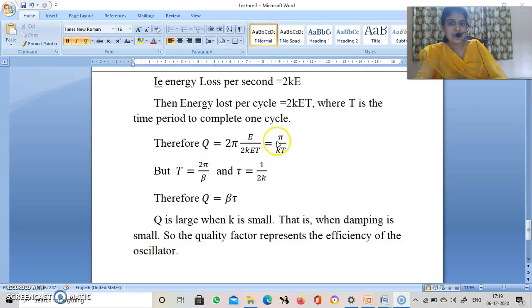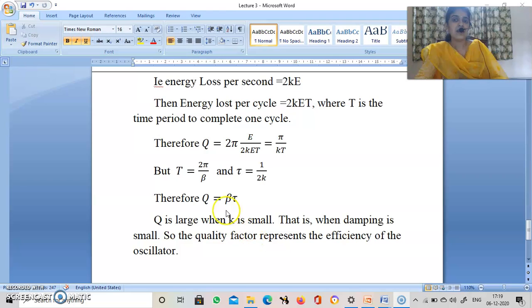Okay, see, dividing and multiplying this with 2, then what we have is quality factor Q is equal to 2 pi divided by 2k into T. 2 pi by T is nothing but beta. So this becomes beta. Then tau is 1 by 2k. 1 by 2k is tau. So we can write the quality factor equation as Q is equal to beta tau.